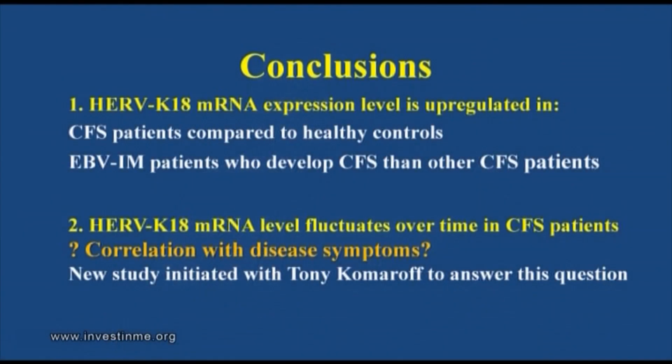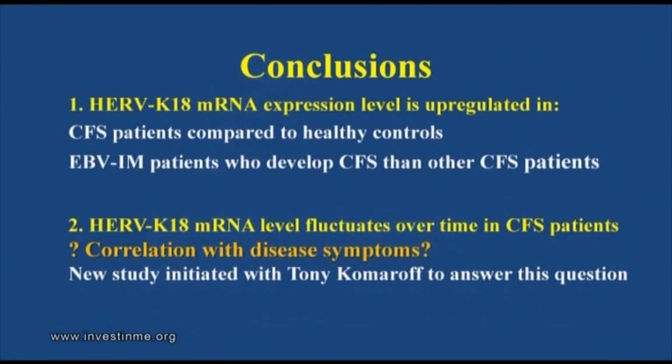So the conclusions we draw from this very, very little data which we have so far: K18 mRNA expression is upregulated, both in normal chronic fatigue patients compared to healthy controls, but even much more significantly in EBV IM chronic fatigue patients compared to healthy controls. And secondly, equally important, the K18 mRNA fluctuates over time in these patients.